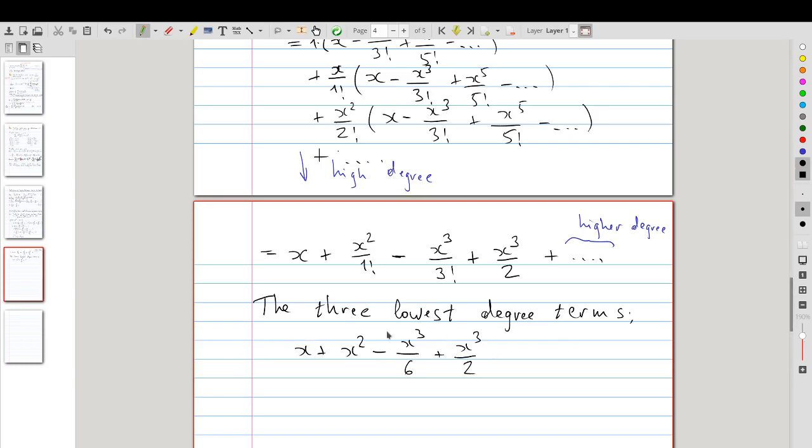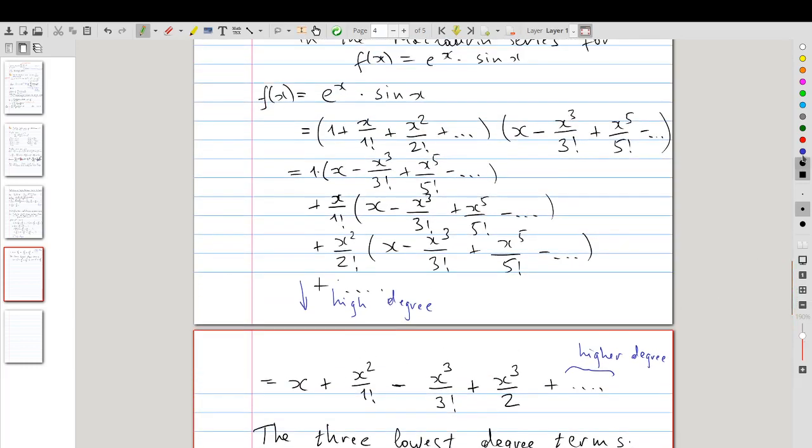And then combining these two terms, I will get plus x cubed over 3. So by bringing them to the common denominator, I have x plus x squared plus x cubed over 3. Because 1/2 minus 1/6 gives me 1/3. And so I have found the three lowest order terms in the Maclaurin expansion of this function.